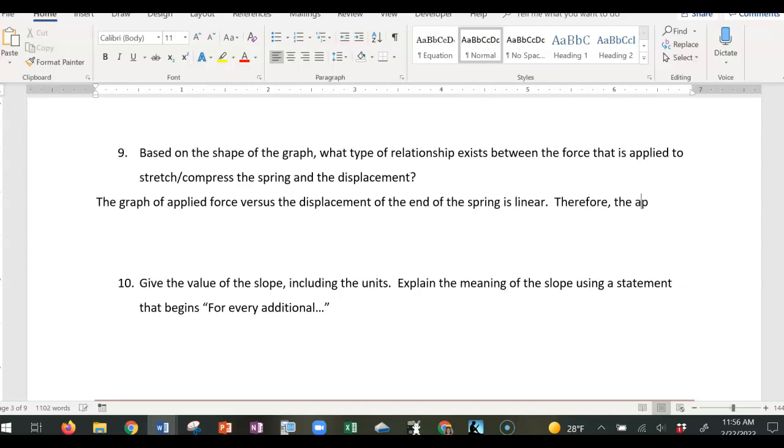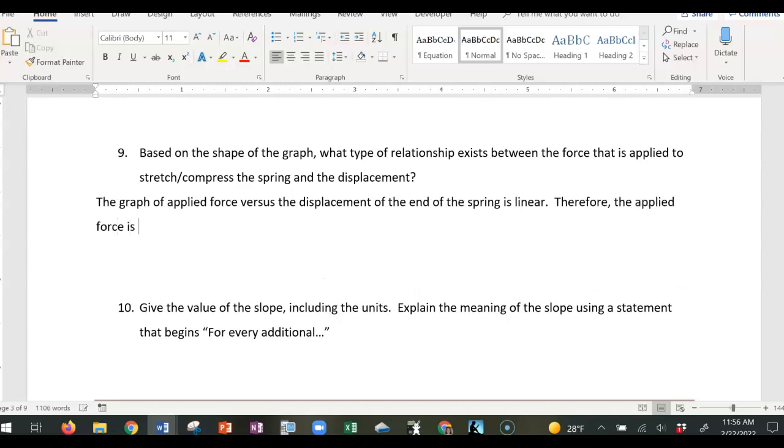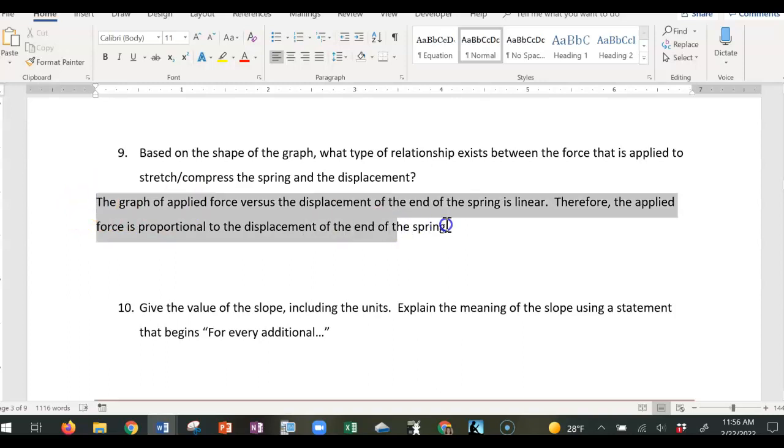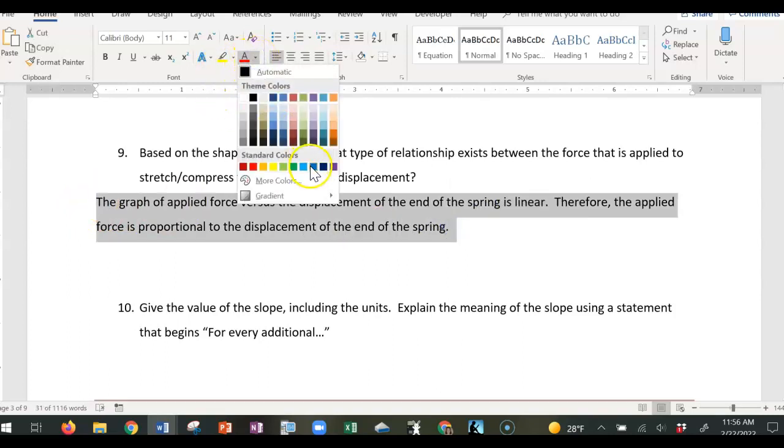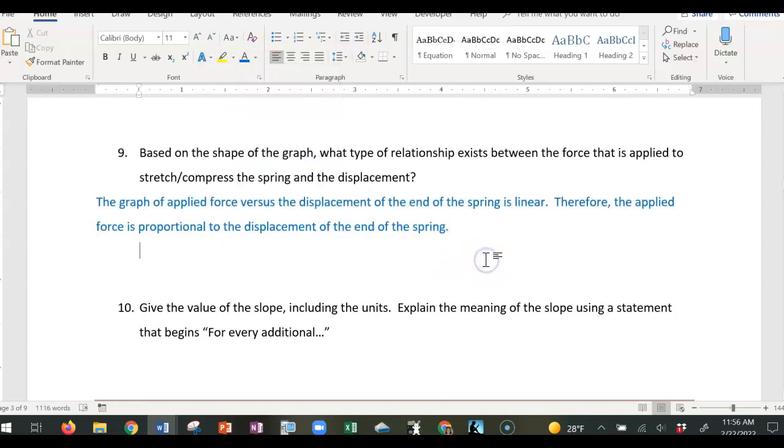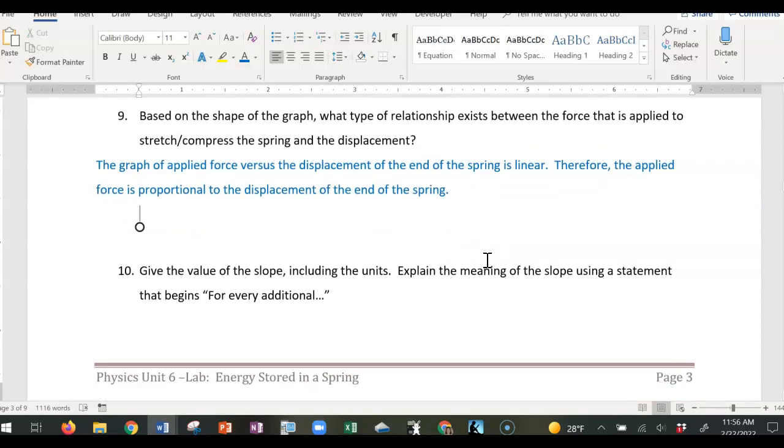Therefore, the applied force is proportional to the displacement of the end of the spring. Okay, so that would be a very nice answer to that question. Because the graph is linear, we have a situation where applied force is proportional to the displacement of the end of the spring.